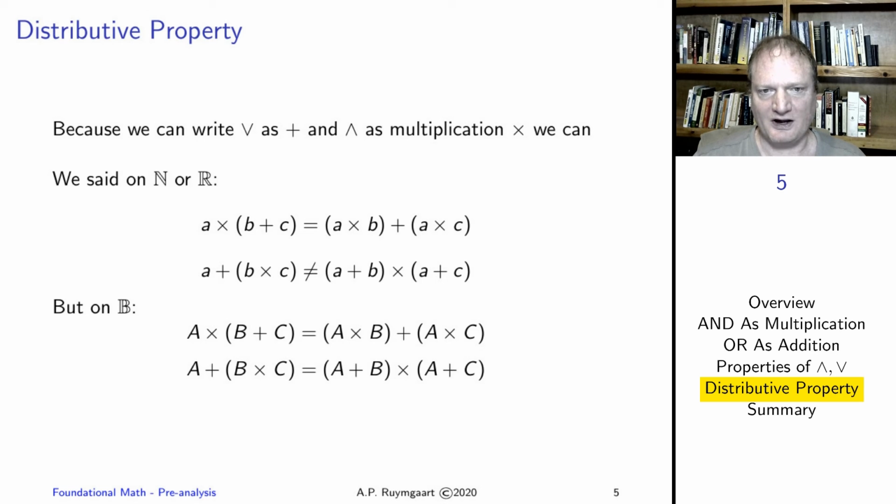So A times (B plus C) on the Boolean domain does equal A times B plus A times C, just like it does on real numbers, but A plus (B times C) also equals (A plus B) times (A plus C), and this is not the case on either real or natural numbers.